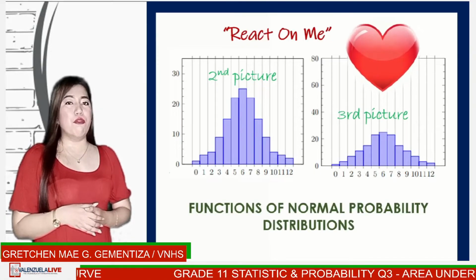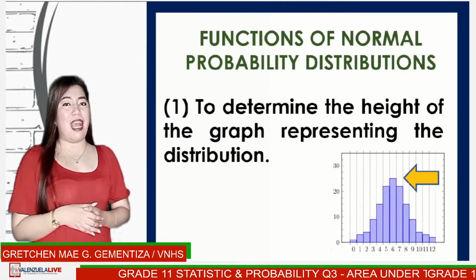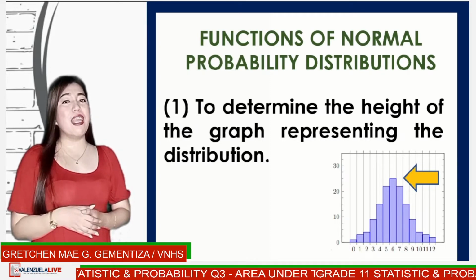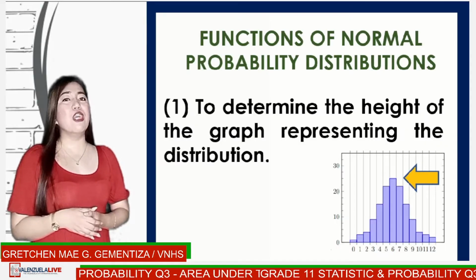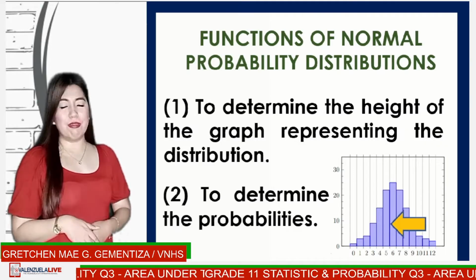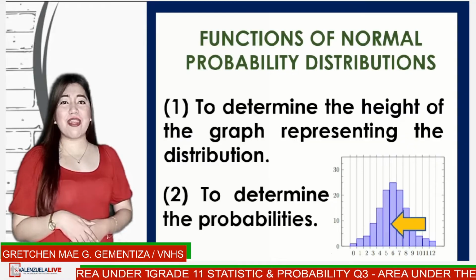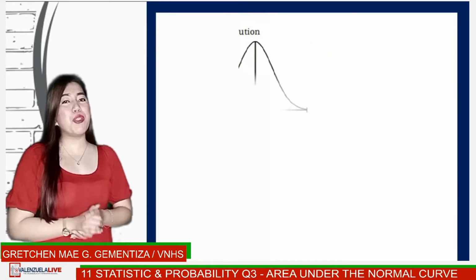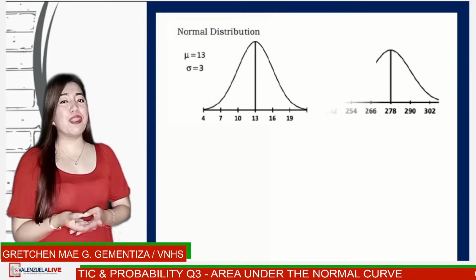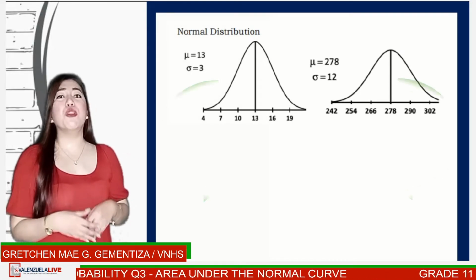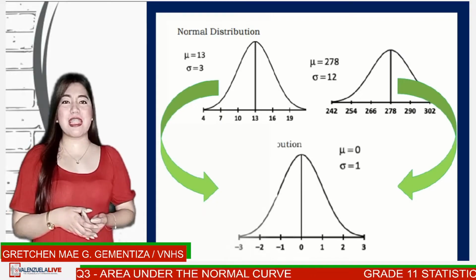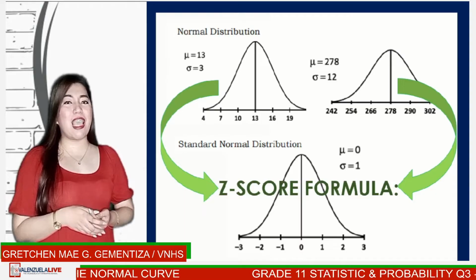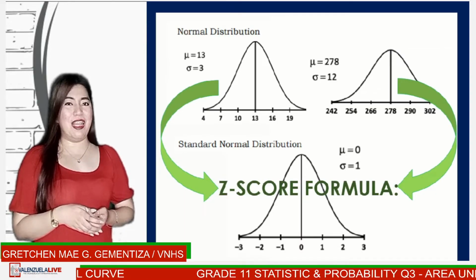Always remember that the normal probability distribution has a continuous random variable and it uses two functions. First, to determine the height of the graph representing the distribution, and second, to determine the probabilities. To avoid unnecessary calculations and graphing the scale of a normal distribution curve, we can convert this normal distribution to the standard normal distribution scale, called the z-score or standard unit scale, using this formula.